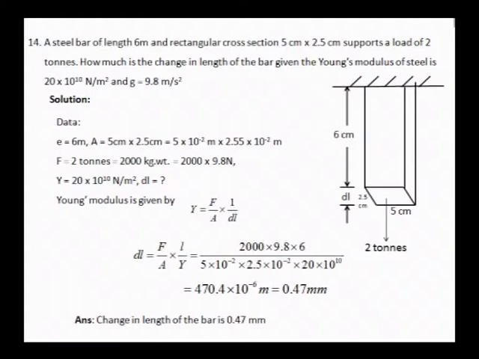Young's modulus is given by Y is equal to F by A into capital L by dl. So, the change in length dl is equal to F by A into original length capital L divided by Young's modulus. Substituting these values, we get the change in length of the wire under the action of a load of 2 tons as 0.4704 millimeters or 470.4 into 10 to the power of minus 6 meter.